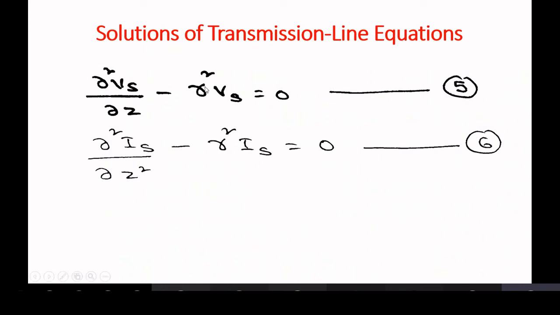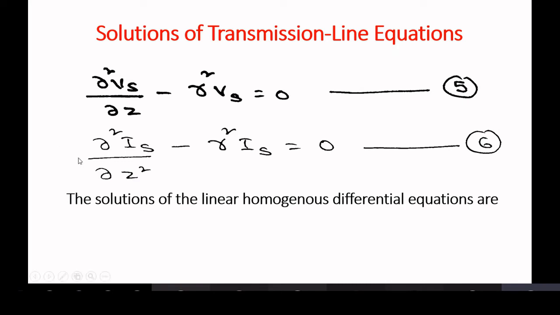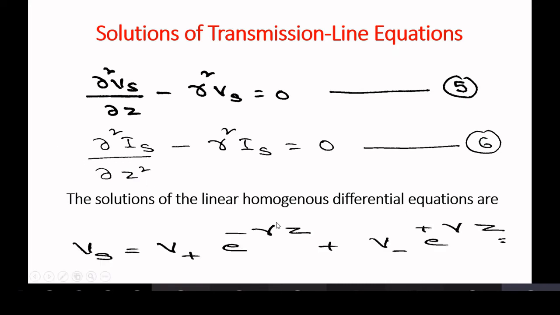Now we will see what the solutions of the transmission line equations are. These are second order differential equations that we are well familiar with. What will be the solution? It will be e power minus gamma z as one solution, and e power plus gamma z as the other solution. These are linear homogeneous differential equations.